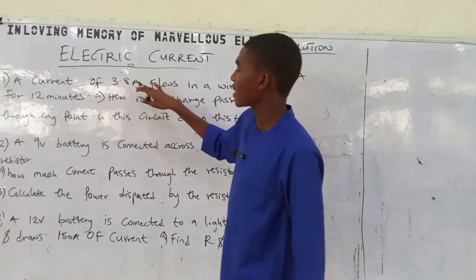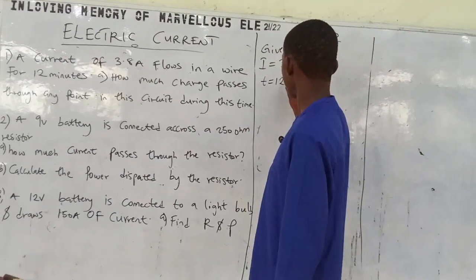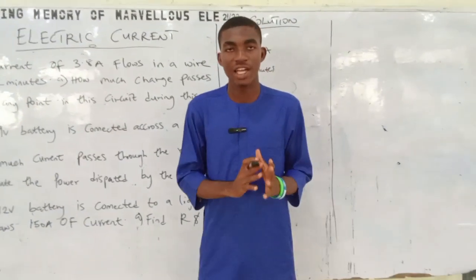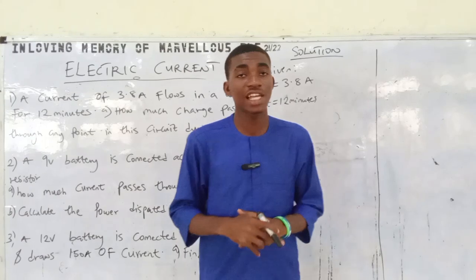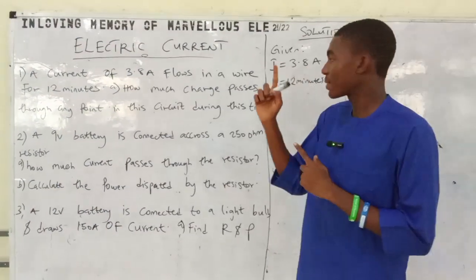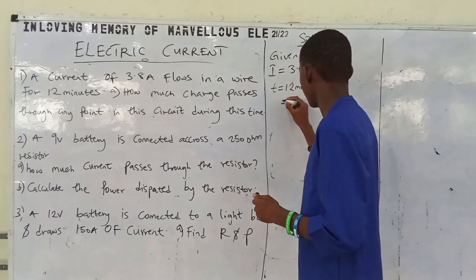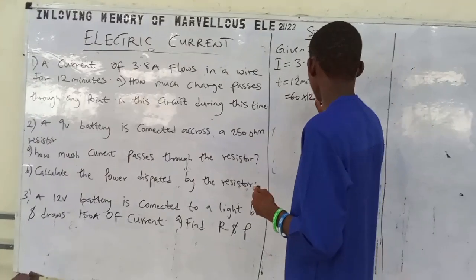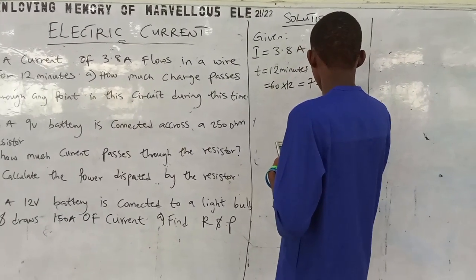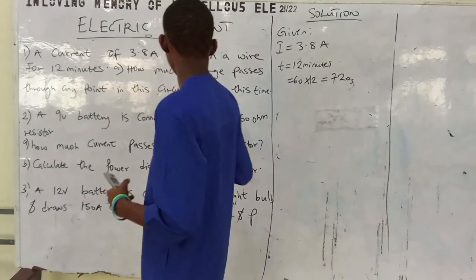They say the current of 3.8 ampere flows in a wire for 12 minutes. Our time equals 12 minutes. But minutes is not the SI unit for time. The SI unit for time is seconds. So to convert from minutes to seconds, we know that 60 seconds make 1 minute. So 60 times 12 will give us the conversion. That is 60 times 12 minutes equals 720 seconds. So we should calculate how much charge passes through any point in this circuit during this time.